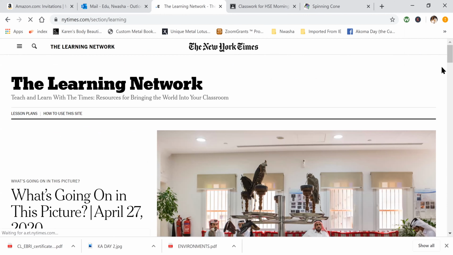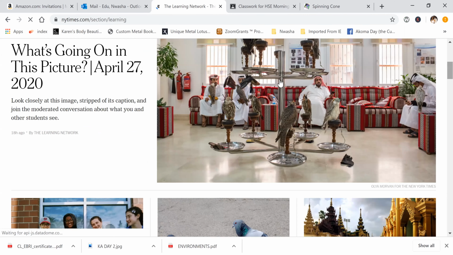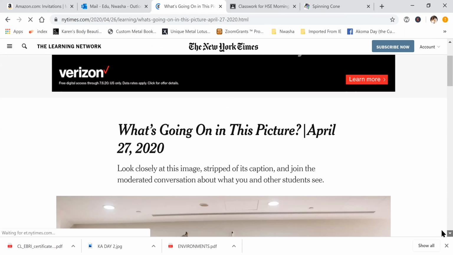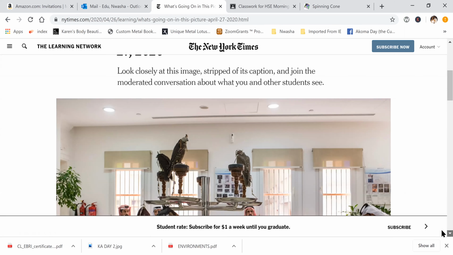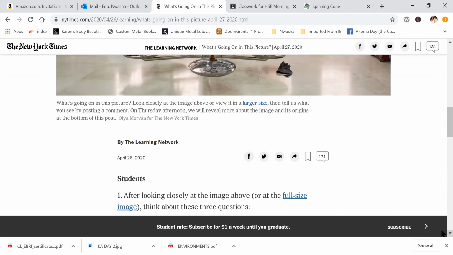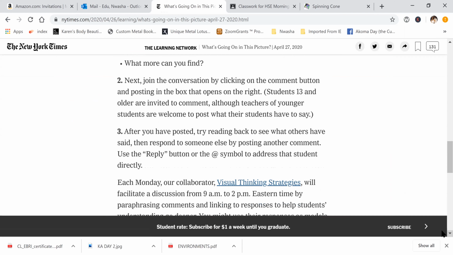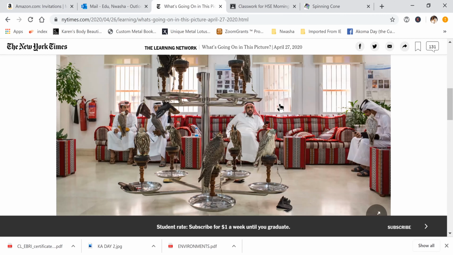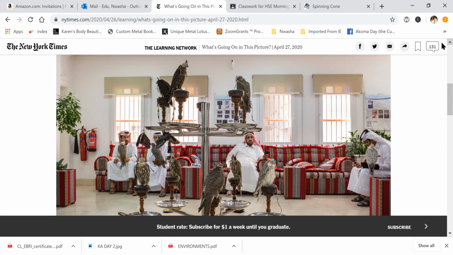So here is the picture. And of course, like they always say, they're going to put up the caption of what was really happening in this story later on in the week. So we're just doing the what do you notice, what do you wonder type of thing to analyze photos. Oh, wow. So this is the picture. Some students have already started to make a comment.